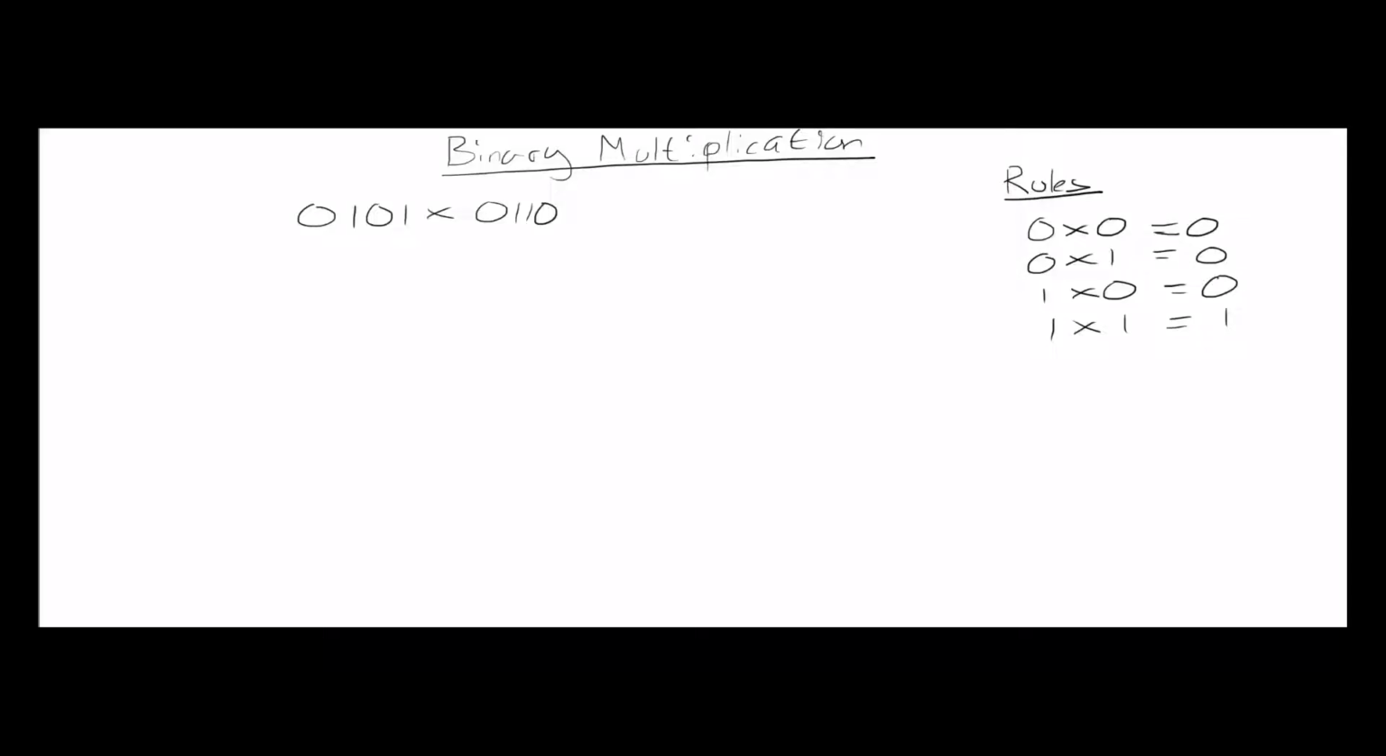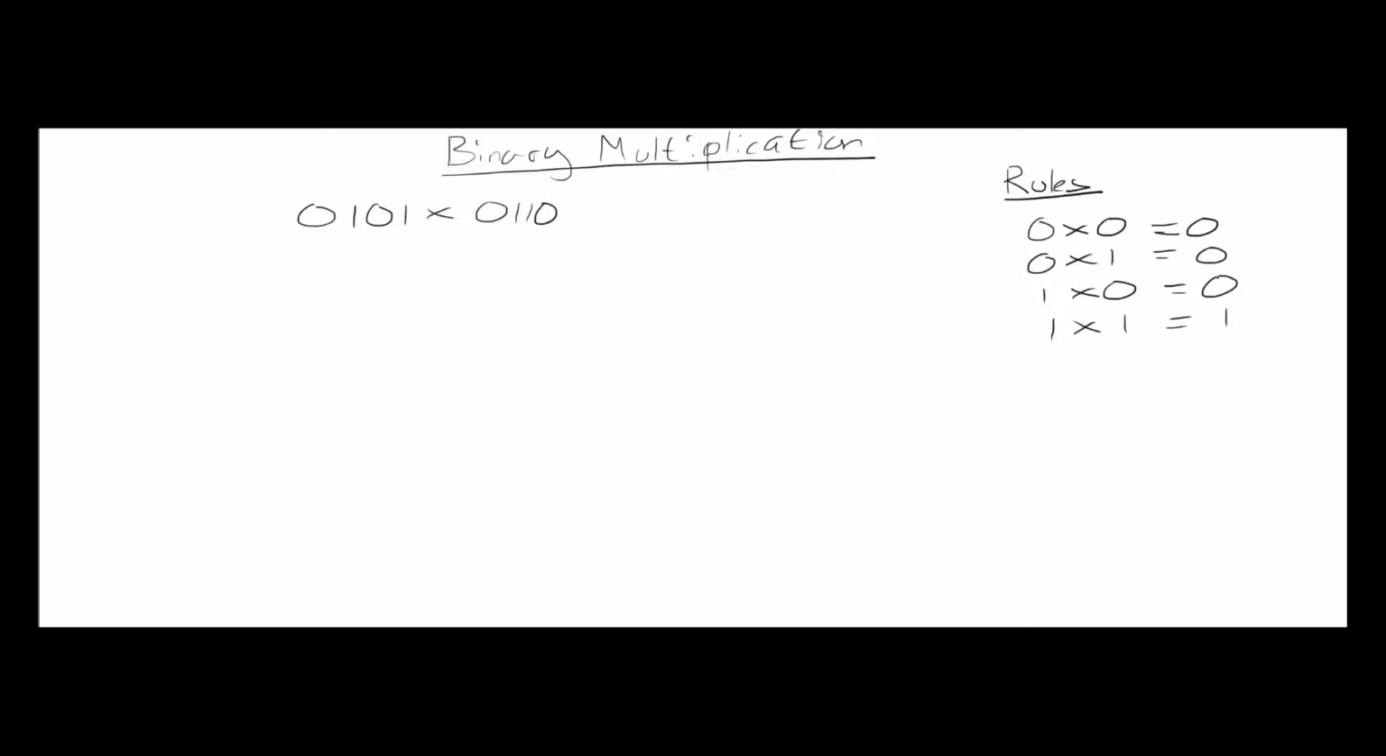Welcome to this tutorial on multiplying binary numbers. I'm going to take you through two examples of multiplying binary bit patterns together. The first example I've got over here. I've also got the rules of multiplying binary numbers together here. So we're going to be using these to multiply these two bit patterns together.